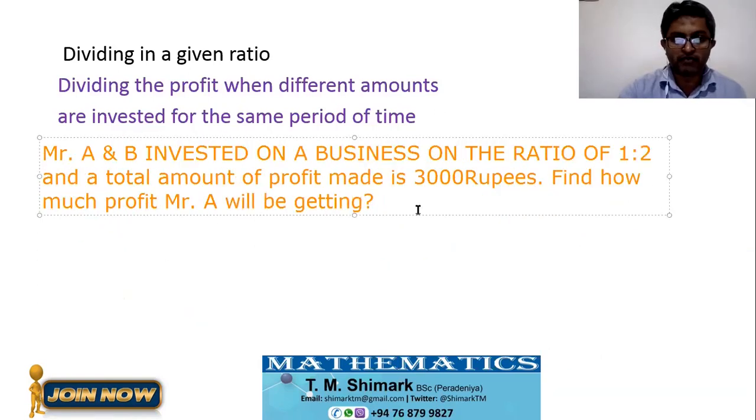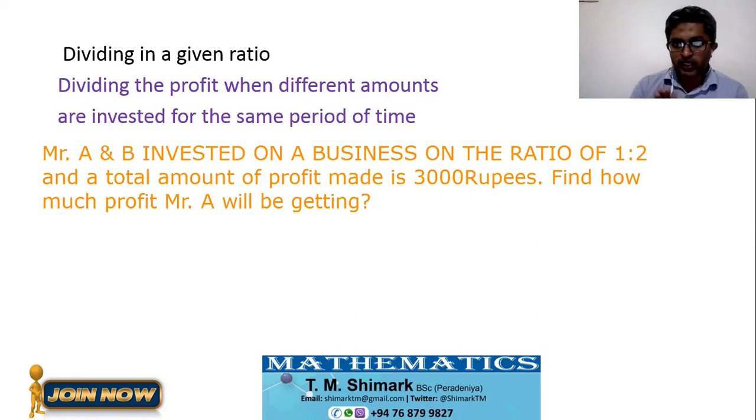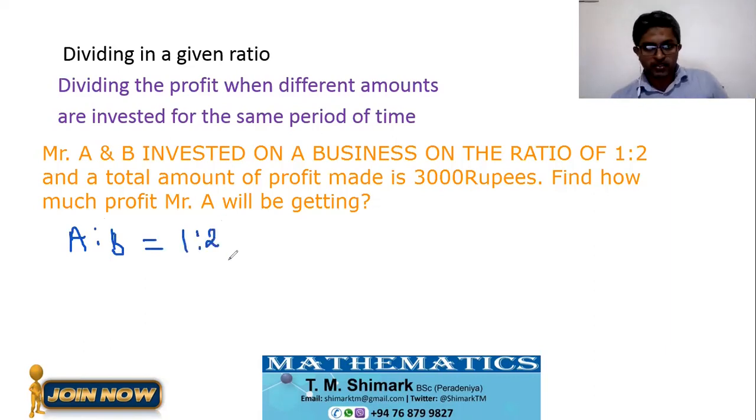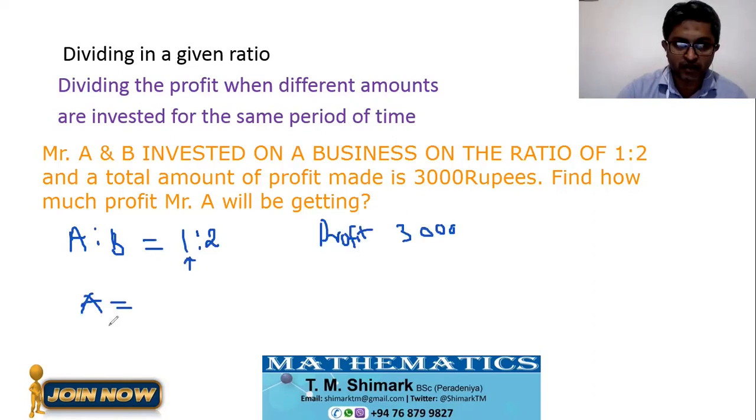Now Mr. A and Mr. B invested in a business in the ratio of 1 is to 2, and total amount of profit made is 3,000 rupees. Find how much profit Mr. A will be getting. The investment ratio is given. We don't have to worry about that. Invested, A is to B, in the ratio of 1 is to 2. Total profit earned is 3,000. A will be investing how much? 1 by 3, right?